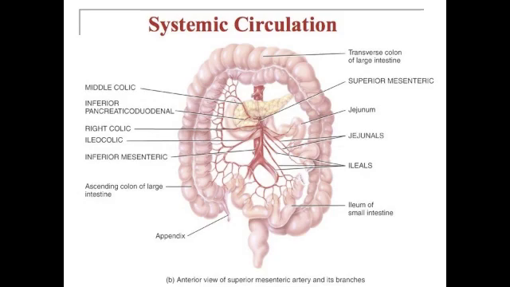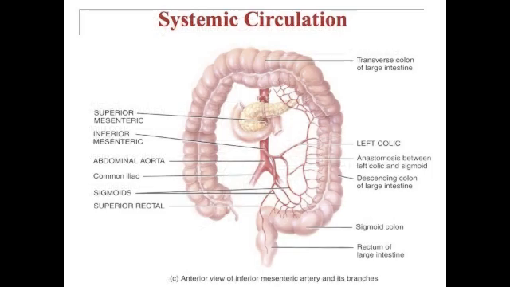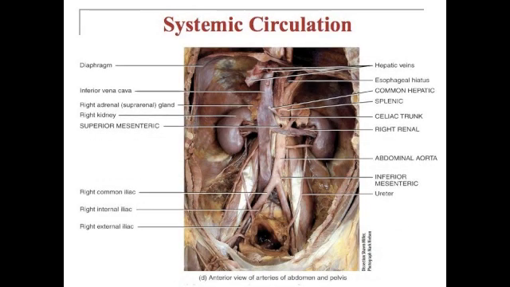Moving on to the next slide, same figure, but now we have an anterior view of the superior mesenteric artery and its branches. So again, study the details of this on your own time. Next slide. Now we're looking at an anterior view of the inferior mesenteric artery and its branches. And with this slide, we see it in the view of a cadaver. So this is the anterior view of the arteries of the abdomen and pelvis. And this is also on page 813, and it's still part of figure 21.22.